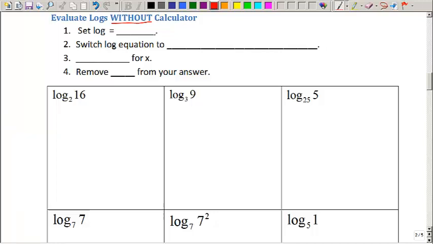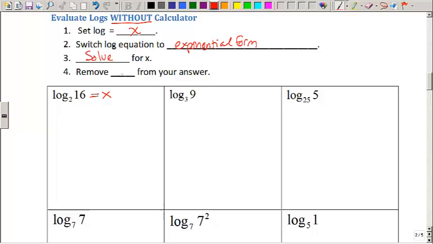Step 1 is I want you to set the log equal to x. Log expressions are hard to evaluate on their own, so we are going to make it a log equation. An expression doesn't have an equal sign, so I'm adding an equal sign to be able to manipulate the equation, solve for x, and then I'll be able to answer the expression. Step 2 says switch the log equation to exponential form. Once you switch it to exponential form, it will be easy to solve for x.